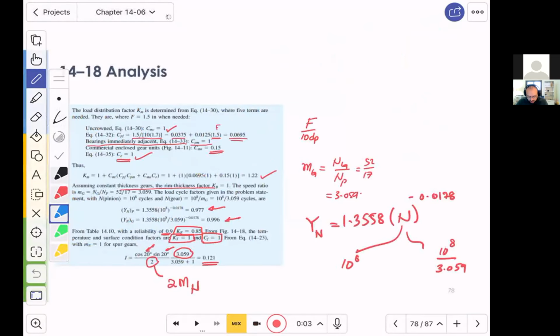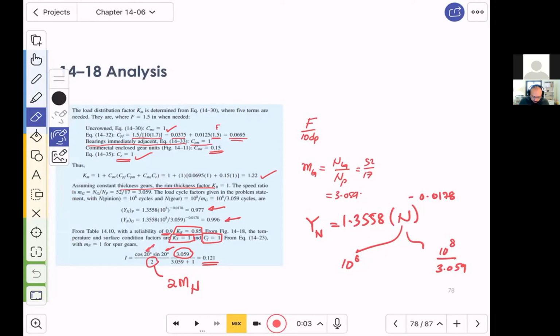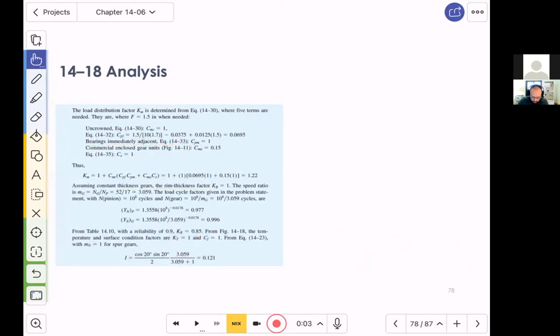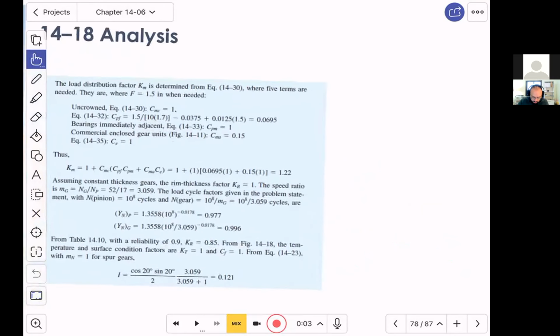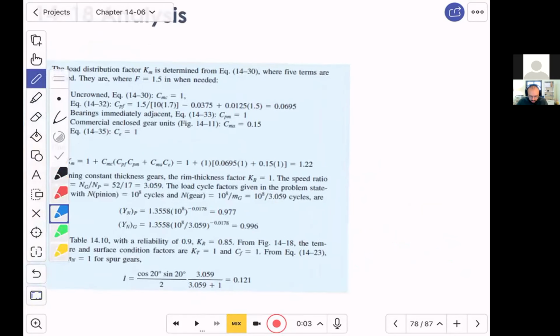Now, the next step is to find Km. For Km, if you recall, it is a bit of a demanding factor. In order to find Km, we need first to know whether the tooth, or all of the teeth, are crowned or not. They are uncrowned, so CMC is equal to 1.